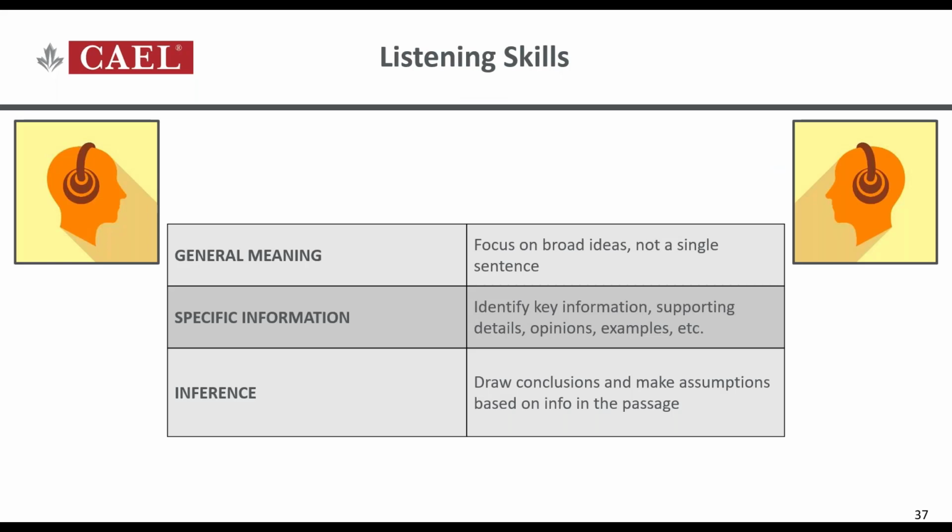And these are just a reminder of the 3 skills, okay? So hopefully everyone can remember them now. General meaning is broad ideas, more than one sentence. Specific information is key information or facts, so that can be found in one phrase or one sentence. And inference is when you have to draw information from the passage that may not be obvious. So the answer will not be in the passage exactly. You have to kind of use a logical jump to understand what the question is asking you.